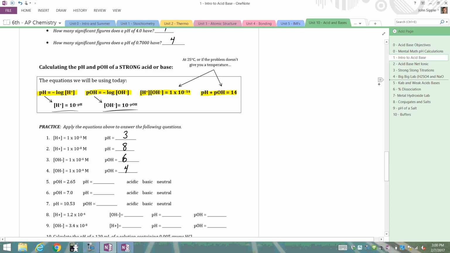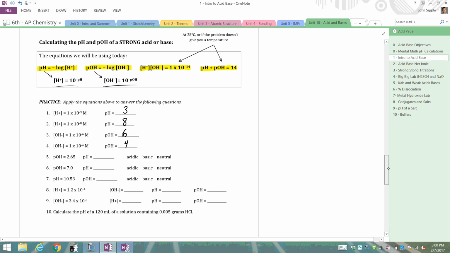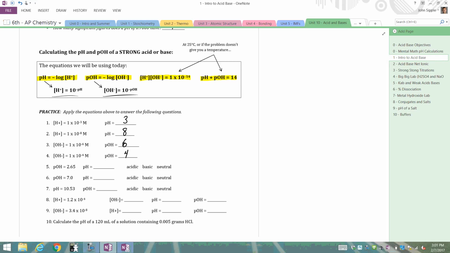Now, when we start putting some other numbers out there, it's going to be a little different. But ultimately, for the next ones here, we want to find pH. We're given the pOH, right? pH plus pOH equals 14. Well, if we know that pOH is 2.65 and we need to solve for pH, it's very simple, just 14 minus 2.65, and we end up with 11.35. And if the pH is 11.35, it's greater than 7, so that is basic.